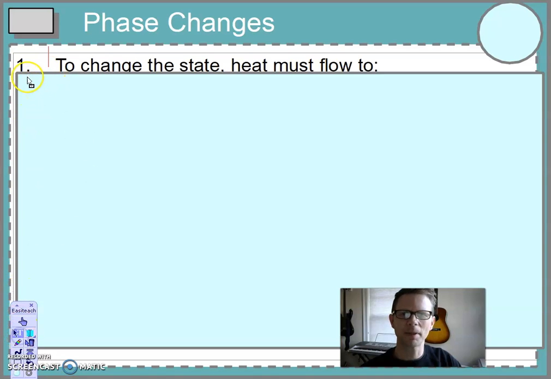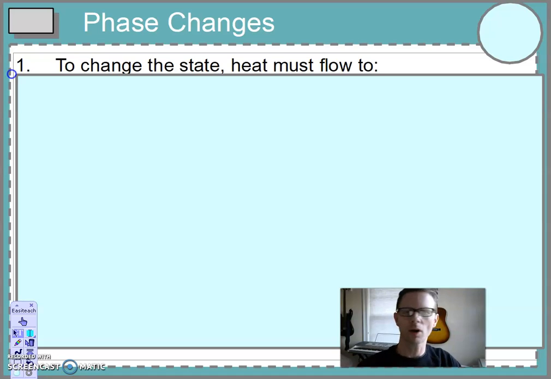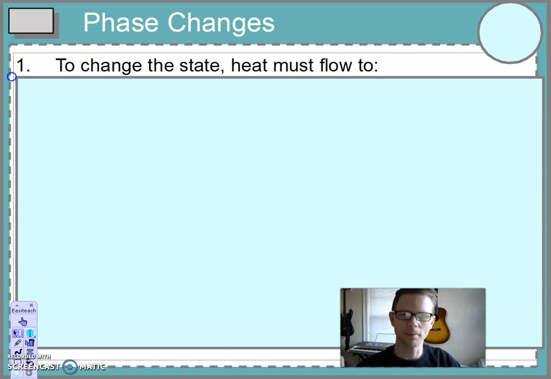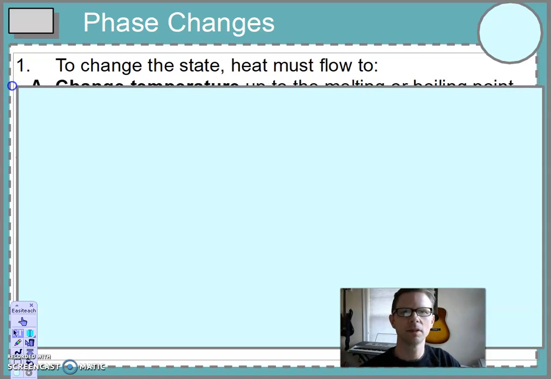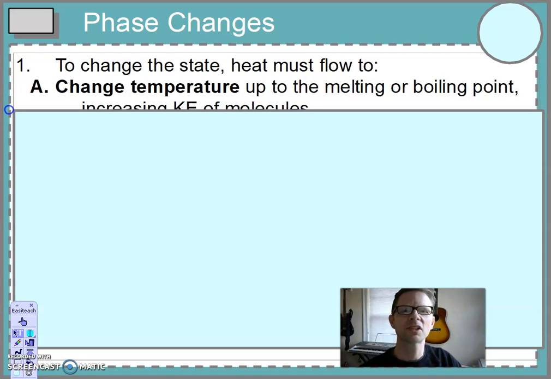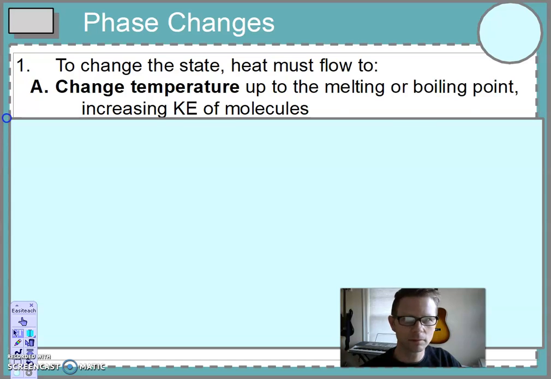Phase changes happen because we're changing the state from solid to liquid to gas, or the other way around. So heat has to flow either into or out of it. If you're freezing something, heat flows out of it. If you're melting something, heat flows into it. First, the heat has to change the temperature to get ready to boil.